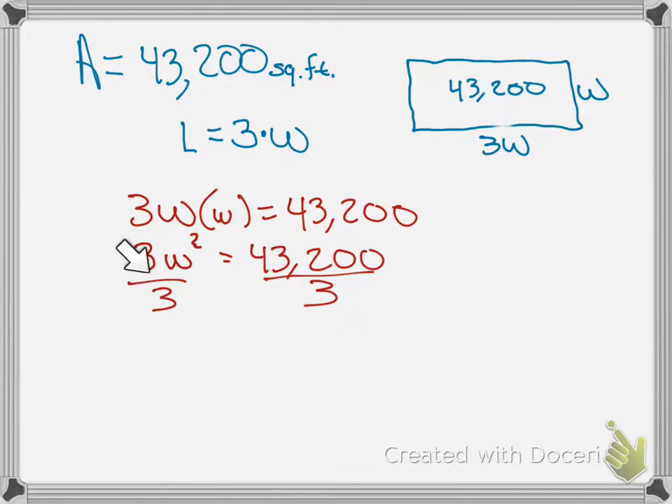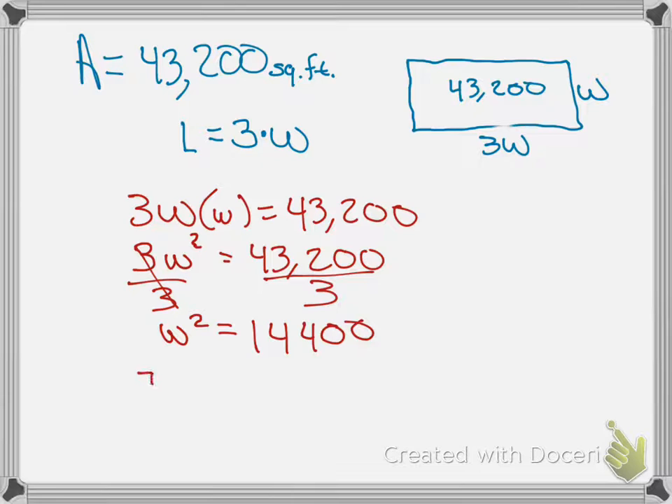Right here, those 3s cancel out. 3 divided by 3 is just 1. So I get W squared equals, and if I divide this by 3, of course you do that with a calculator, you're going to get 14,400. And my last step, because the W is still not by itself, this is W times W. I have to do the opposite of squaring. The opposite of squaring is a square root.